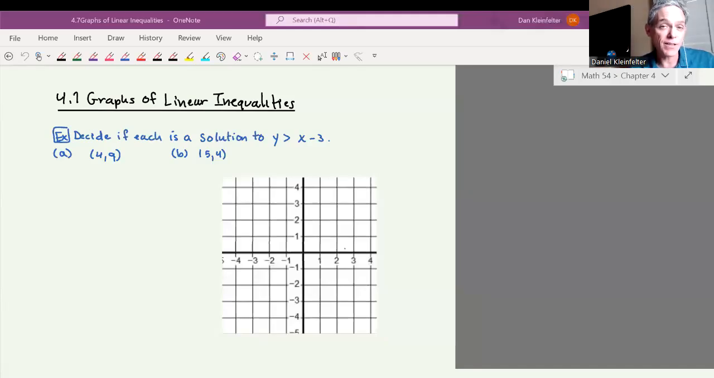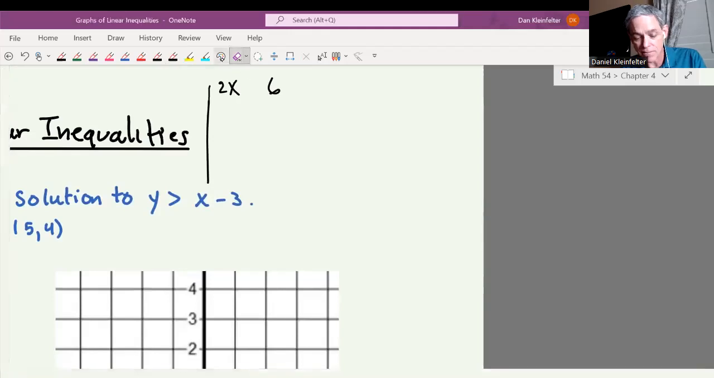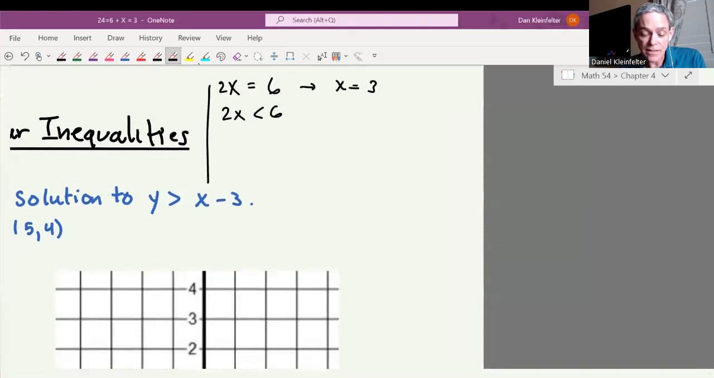Welcome back. In this video, we're going to be doing section 4.7, which is about linear inequalities in two variables. In short, we saw for a single variable how to make the jump from saying something like 2x equals 6, which gives us a single number as a solution, x equals 3, to inequalities: 2x is less than 6, meaning that x is less than 3.